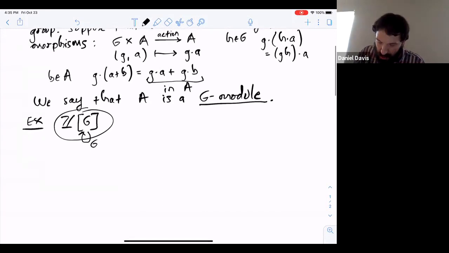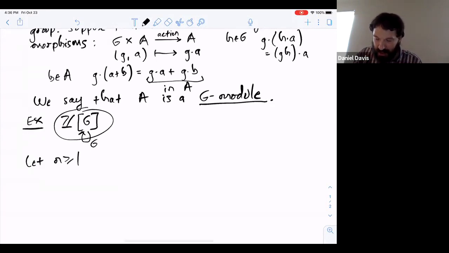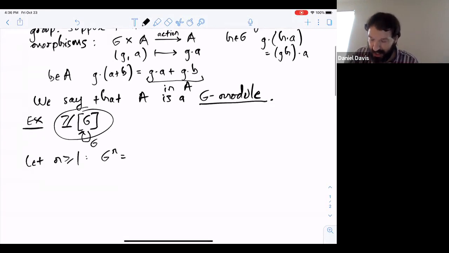All right. So some notation. Let's let n be a natural number, so greater than or equal to 1. And we define G^n to be the n-fold Cartesian product of copies of G. So this is G cross ellipsis crossed with G. So we have this n times.